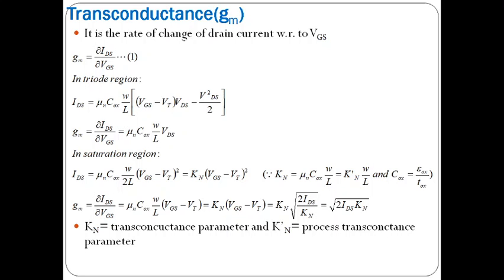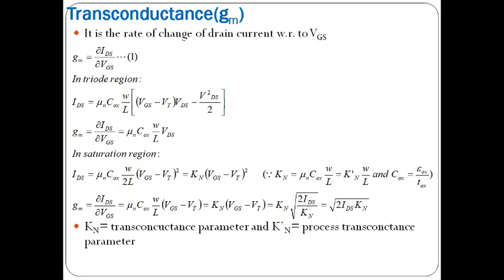Now for the MOSFET, we already know the transconductance is nothing but the rate of change of drain current with respect to the gate to source voltage. So gm equals to dou IDS by dou VGS. I am considering this as equation number 1. In triode region, we know IDS equals to mu n Cox W by L ((VGS minus VT) VDS minus VDS square by 2). So differentiating with respect to VGS, we can write gm equals to mu n Cox W by L VDS. This is the transconductance in the triode region.